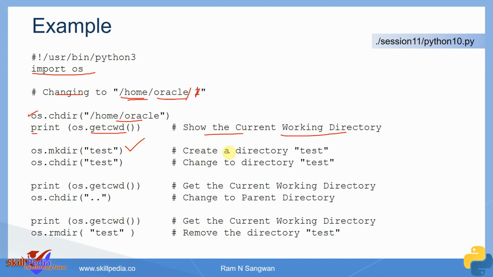Create a directory test, where this directory will be created. This will be created under oracle. Change to test, you will be placed into /home/oracle/test. getcwd, obviously you will get test. cd .. means you are back in oracle. getcwd, you will get /home/oracle. rmdir test, you are removing the test directory which you created. You are doing everything through Python, which you would normally do in shell very easily.